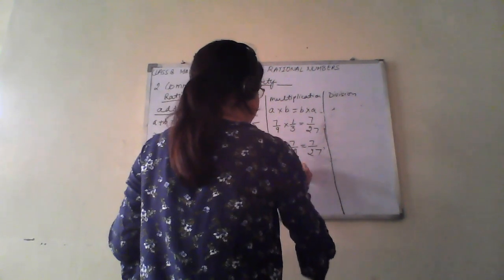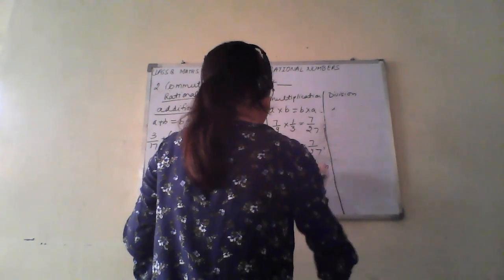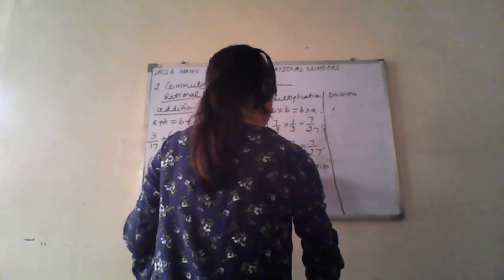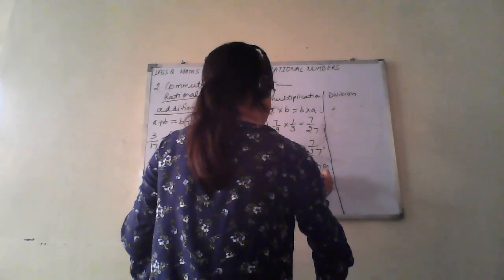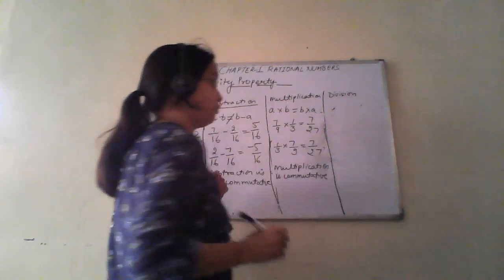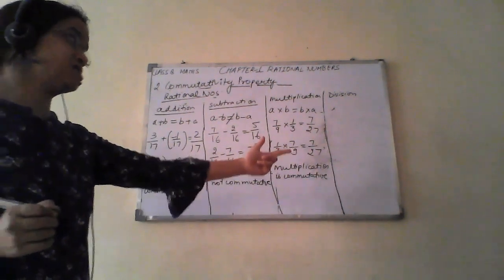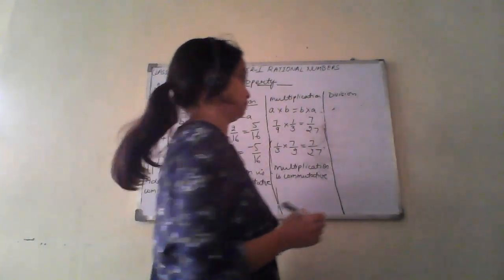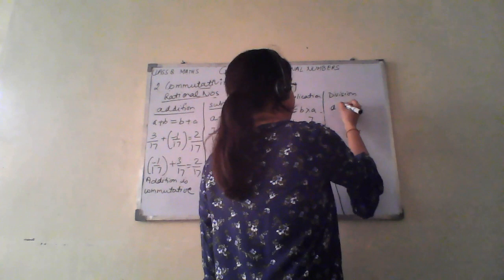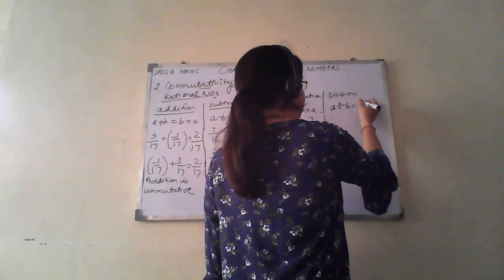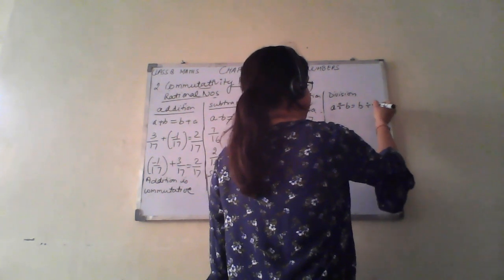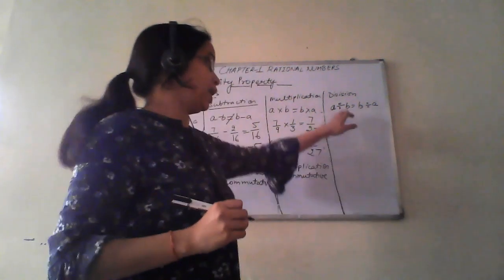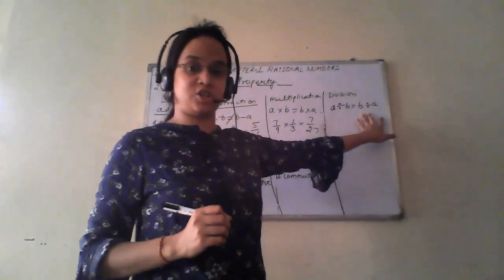Multiplication is commutative in case of rational numbers. Now the last part is we have to check it for division. Okay. Again these A and B are rational numbers.